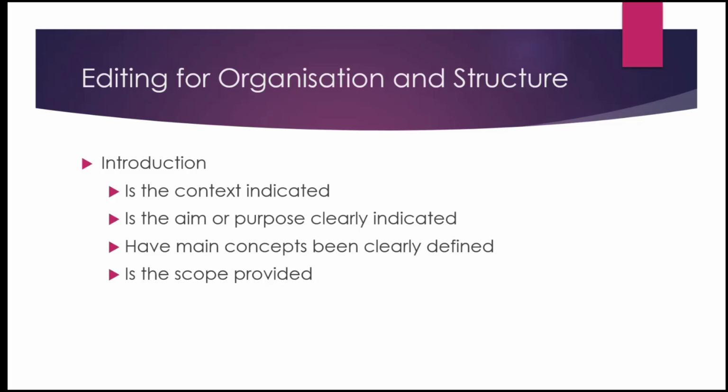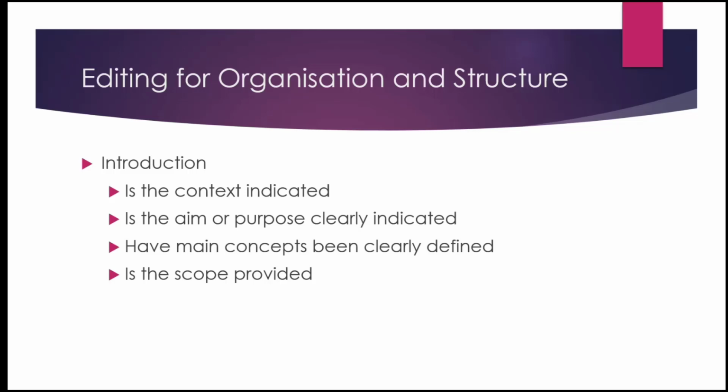Then you want to provide a scope. So when you're editing for structure, these are the four things you look at. Why? Because when markers or lecturers are marking an AC, these are the four things we look for in the student's work. Did they provide and introduce the context? Did they define any important terms? Did the student provide a clear purpose? Did they provide an outline?